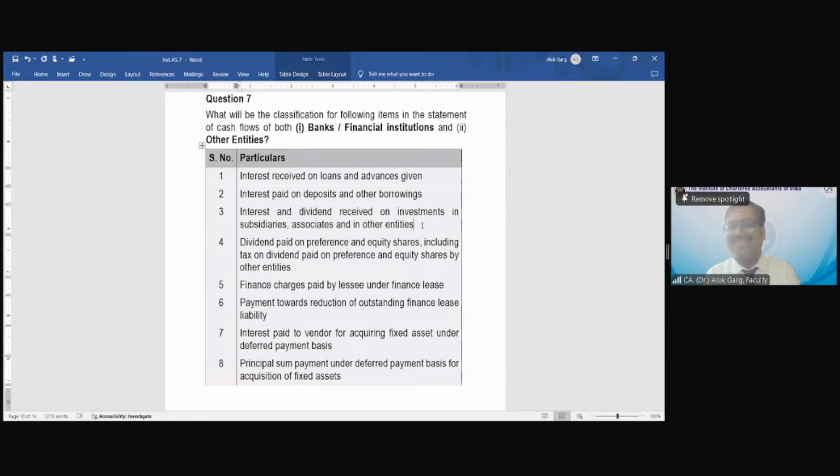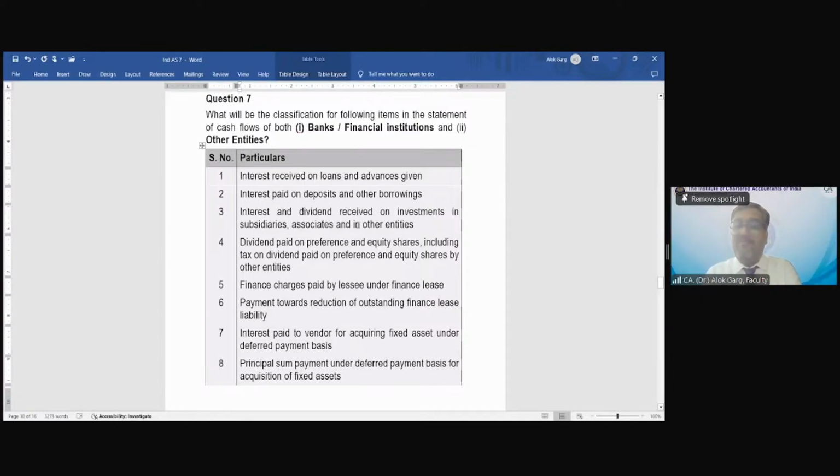What about investing activities? Yes. In both cases, interest and dividend received from subsidiary, associate, and joint ventures will be classified as an investing activity for both of the entities, for banks and financial institutions as well as other entities.